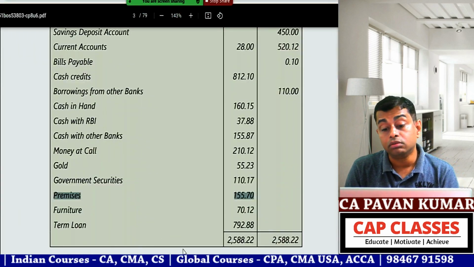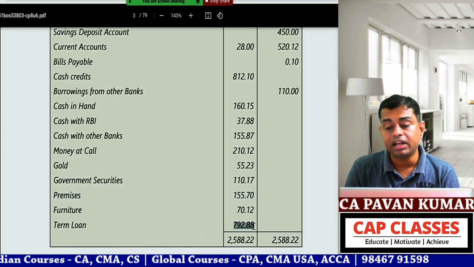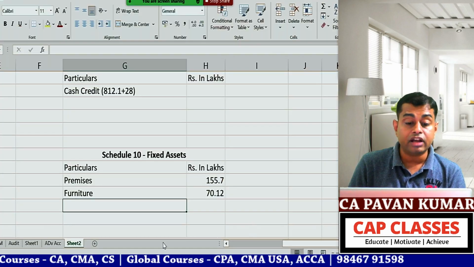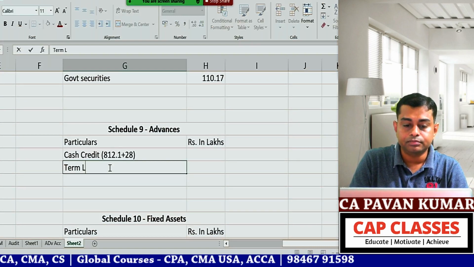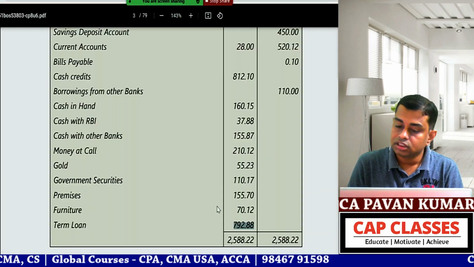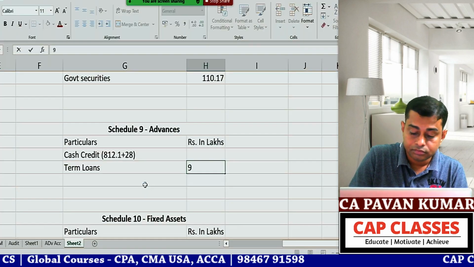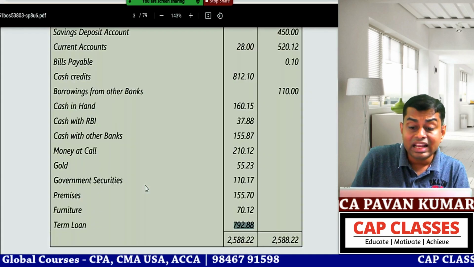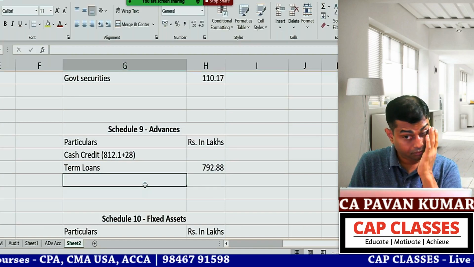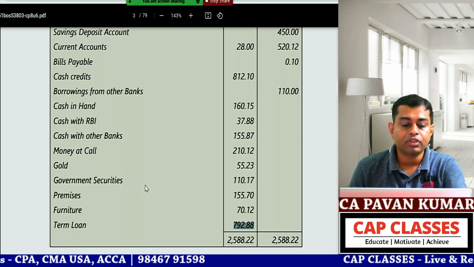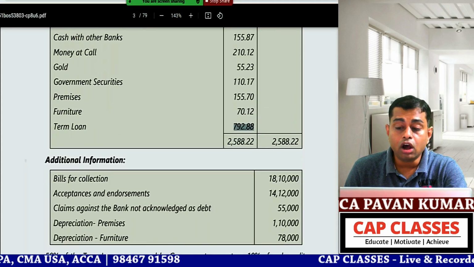Then term loan debit, that means term loan given. Where will you write? Advances, sir. Advances, term loans given. 792.88. Okay. So for the balance sheet, all numbers we have done.